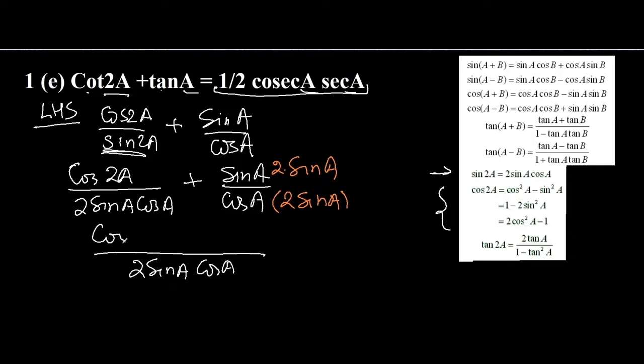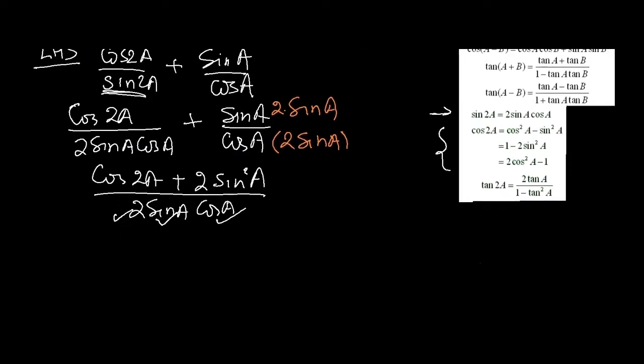This will be cos 2a, and this will become 2 sine square a. Now if you look at the RHS, we have half cosecant a secant a. 2 is a denominator, the reciprocal of sine a will be cosecant a, and the reciprocal of cos a is secant a. So we already have this part in the denominator. That means the numerator on the top should be equal to 1.